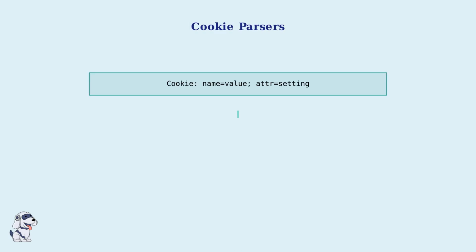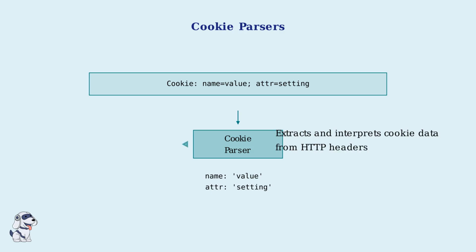This is where cookie parsers come in. A cookie parser is a tool or piece of code that extracts and interprets cookie data from these HTTP headers. It takes the raw header strings and converts them into a format that applications can easily work with, handling the parsing of cookie names, values, and attributes.